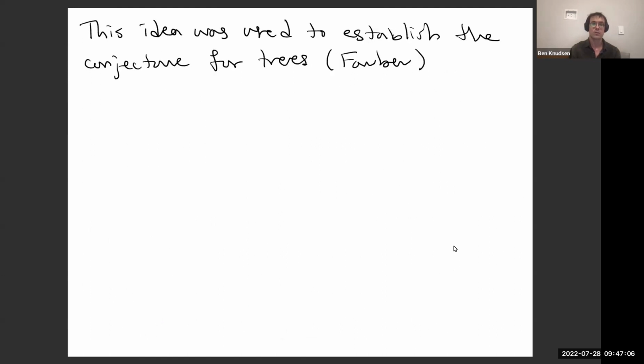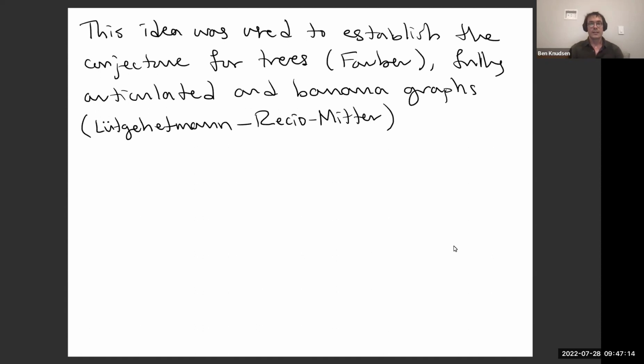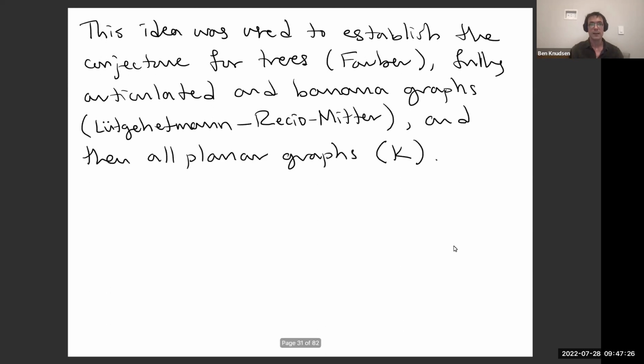It works. So it works to establish the conjecture for trees. That was Farber's original use of the argument. It suffices with some modifications to establish the conjecture for fully articulated and banana graphs, so-called. That's work of Luke Gateman and Ray Simitar. And with further modification, it suffices to establish the conjecture for all planar graphs. So that was a paper that I wrote, which ended, after correcting the mistake, ended up being what I had actually shown in that paper.